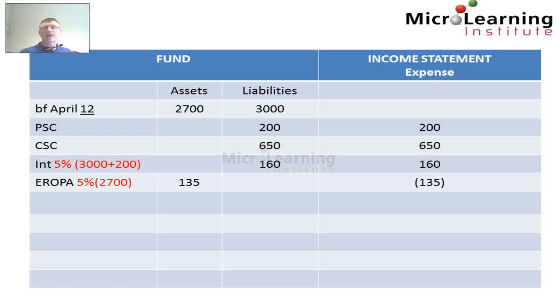Additionally, we have the expected return on plan assets. And again, the opening assets of the fund are $2.7 million. Expected interest rates to reflect a return are 5%, and 5% of $2.7 million represents an increase in the assets of the fund of $135,000. This expected return on plan assets is treated as a net income in the income statement, thus reducing the overall expense recognized in relation to the fund.